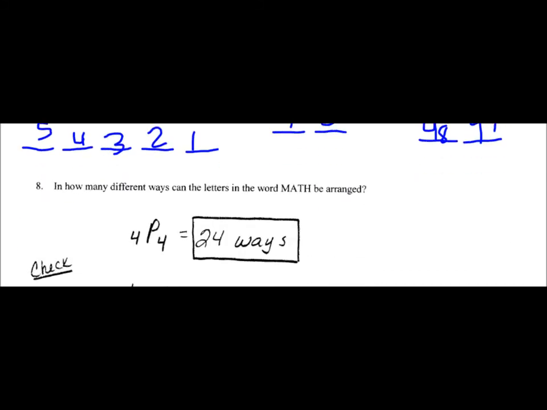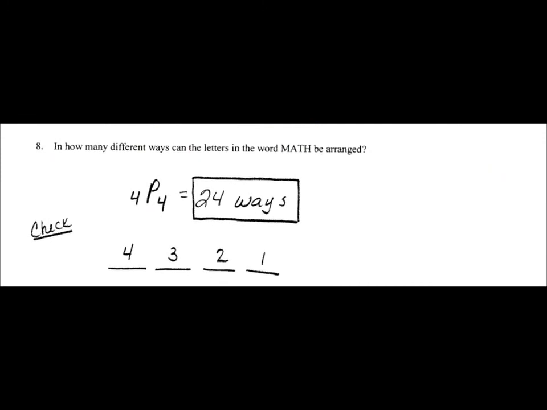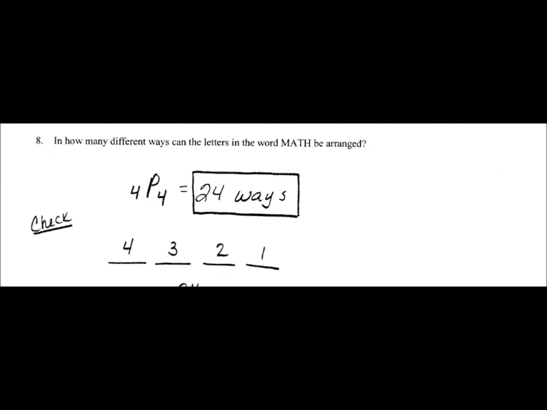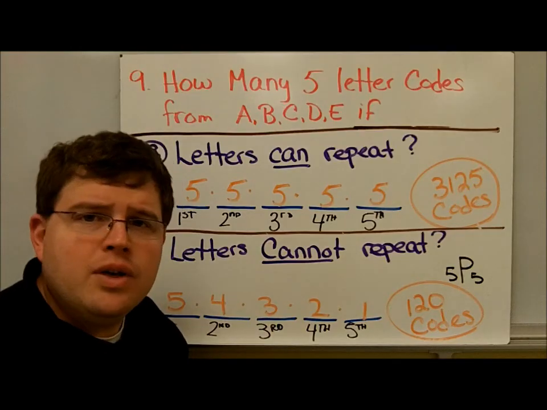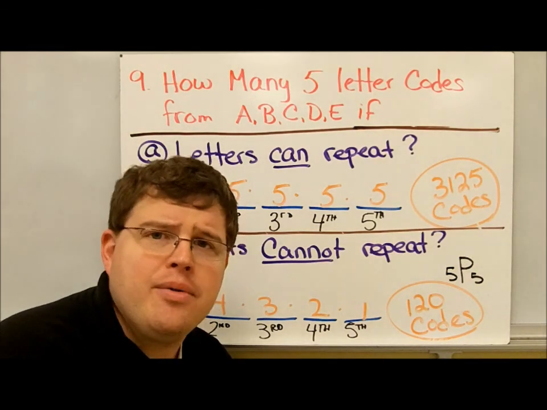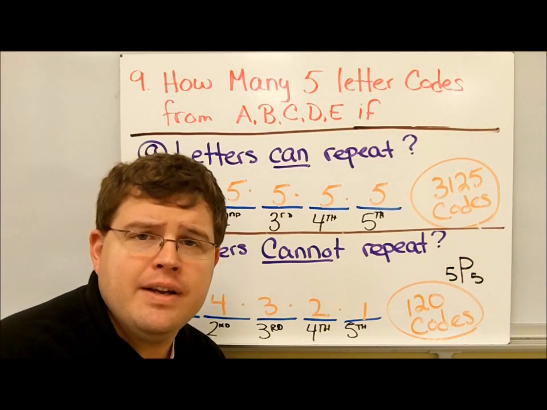Finally, example 8. How many different ways can we arrange the letters in the word math? 4 times 3 times 2 times 1, 24 ways. So what happens if things can repeat? Does it really make that much of a difference?